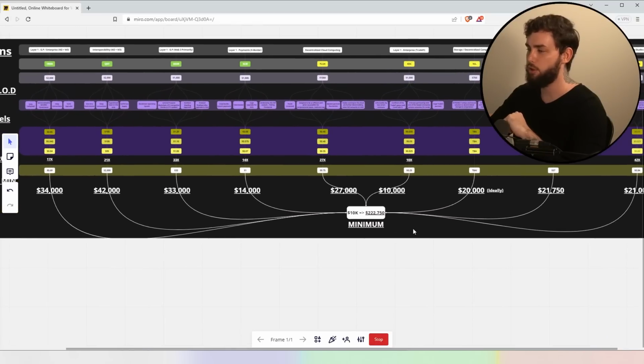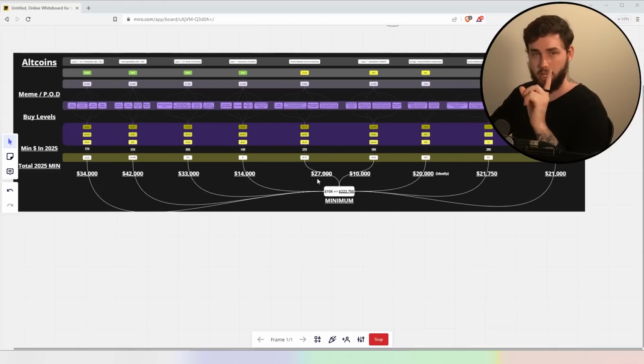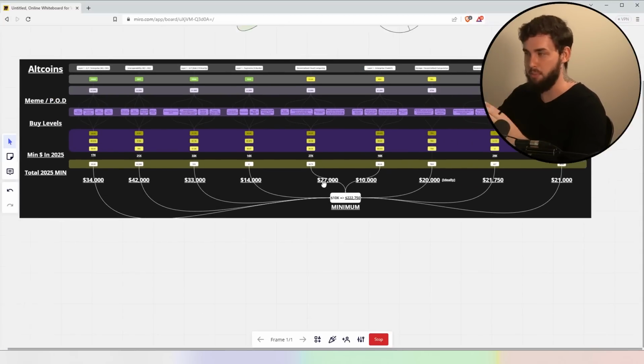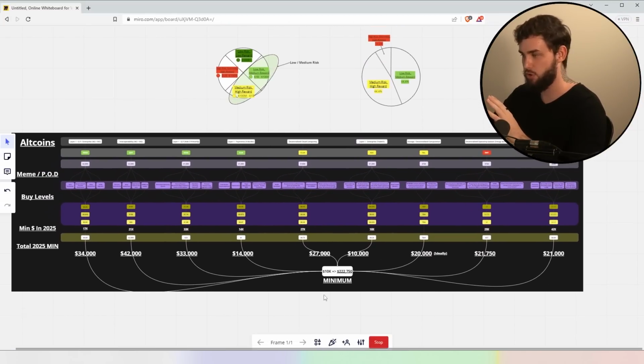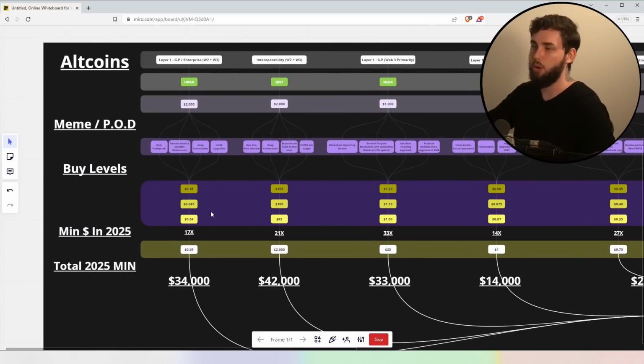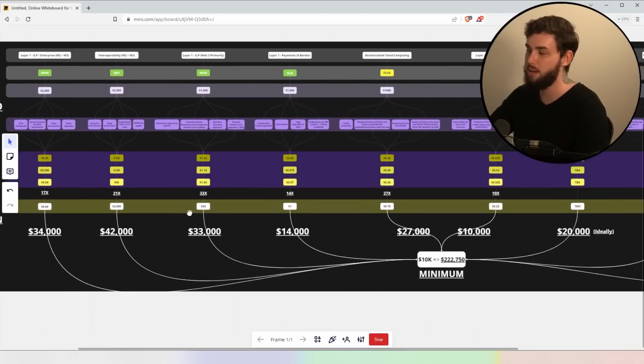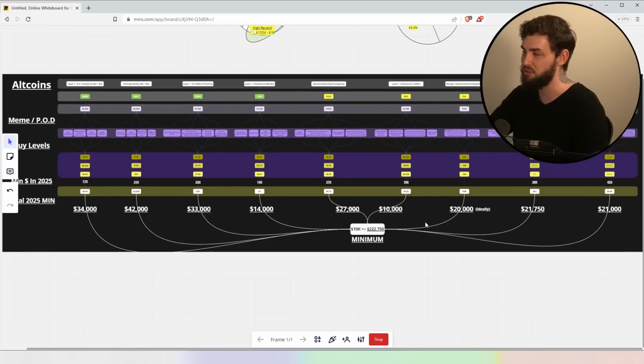And what we come out with in 2025 at the minimum is we turn $10,000 into $222,000. So yes, that's not $1 million, but remember, that is the minimum. I definitely see even a large cap project like HBAR over here going up to a dollar or more. So you can imagine these numbers being a lot more than just what's on the chart here.